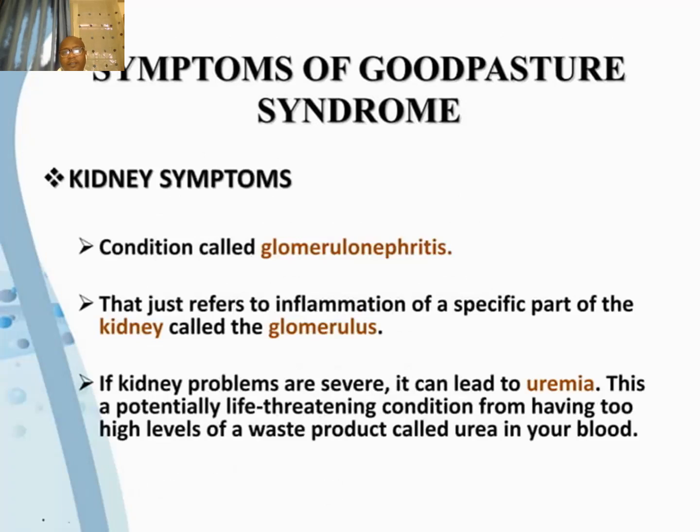Again, kidney symptoms can lead to a condition called glomerulonephritis. This is inflammation of the nephrons and the glomeruli. If the kidney problems are severe, it can lead to uremia. There is accumulation of waste products such as urea in the body, which can be toxic.